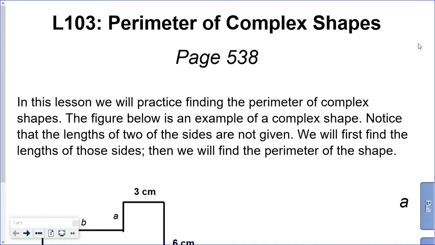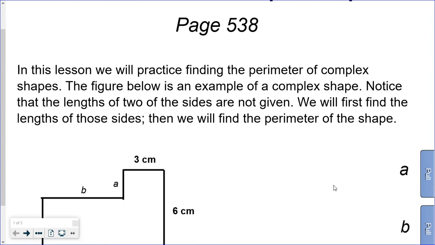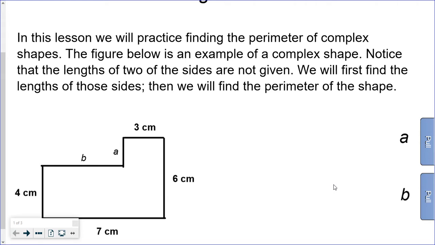of complex shapes. So the figure below is an example of something that's called a complex shape. And the reason why they call it a complex shape is it's not a typical rectangle or quadrilateral or triangle, stuff like that. It's actually a combination of a couple of different shapes together. But when you take a look at this, you'll notice that two of the sides are actually not given.